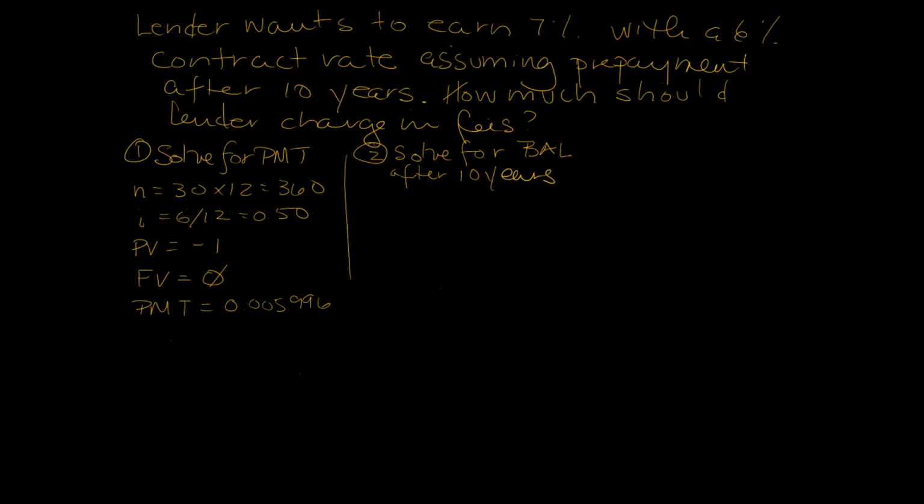Now then step 2 is going to be to solve for the loan balance after 10 years. And again, this is on this theoretical $1 loan. So N will be 10 times 12 or 120. The interest rate will be 6 divided by 12 or 0.5%. And the payment will be that 0.005996. The present value will be negative $1.